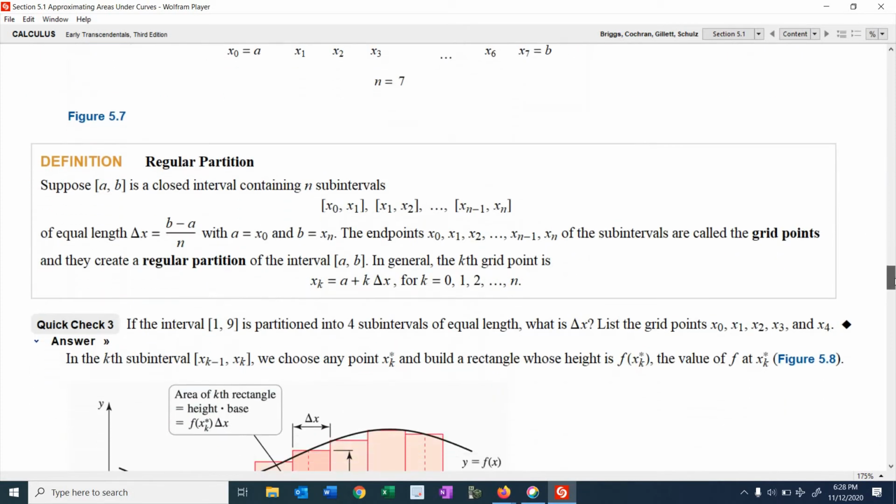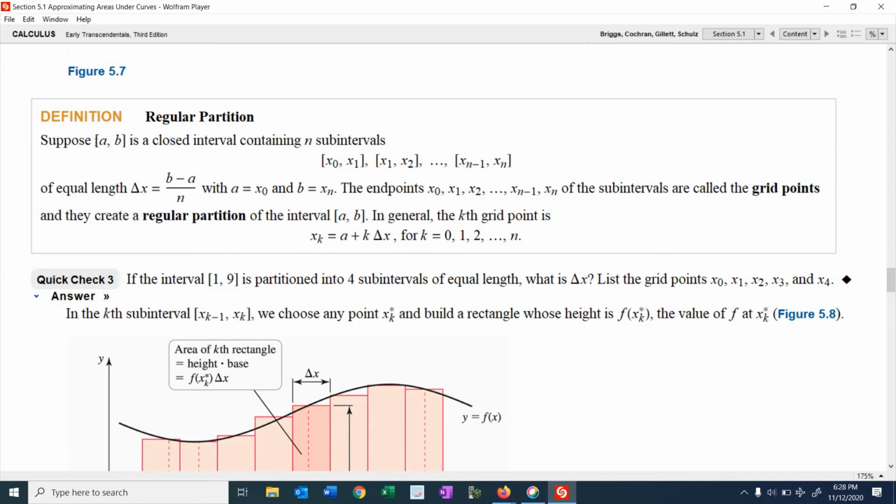Now when you do this, this is called a regular partition. So if you take a closed interval from a to b, and you subdivide it up into n subintervals of equal length, where the length is b minus a over n, which we call delta x, that's called a regular partition. And these are called the grid points, right? So these are your n subintervals here. Then x0, x1, x2, x3, all the way up to x sub n, those are called grid points.